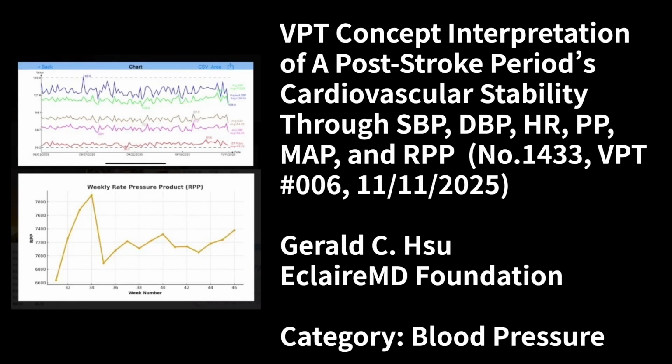VPT concept interpretation of a post-stroke period's cardiovascular stability through SBP, DBP, HR, PP, MAP, and RPP. Number, Gerald C. Eclaire, MD Foundation.